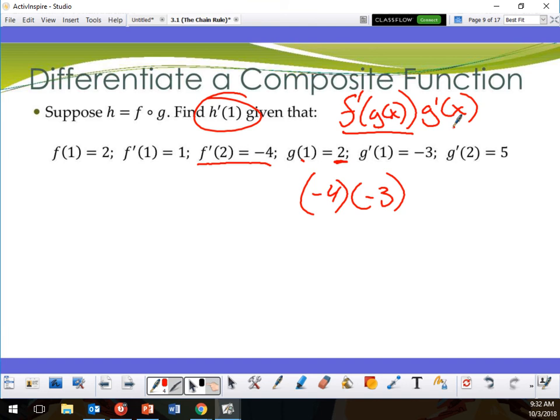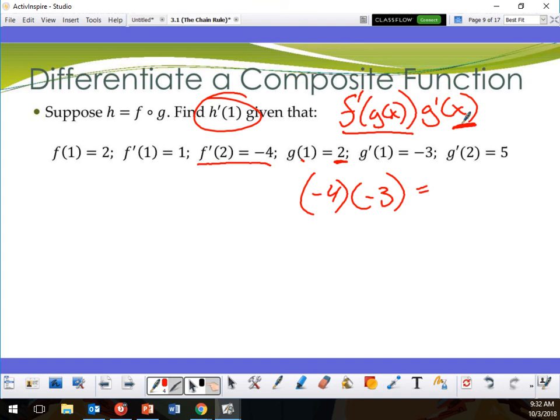Shouldn't it be 1 instead of negative 4? Because it says f prime of 2. I mean, shouldn't it be f prime of 1, the one next to it? No. Look, this is g prime of the number that's going in there, right? Yes. Okay, so that means this right here is 1.